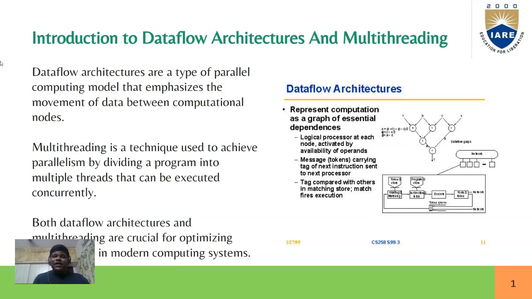Here we see a diagram of data flow architectures. They represent the computation as a graph of essential dependencies. Here we can see a logical processor at each node, activated by the availability of operands, message or tokens carrying the tag of the next instruction sent to the next processor. A tag is compared with others in the matching store, and a match fires execution.